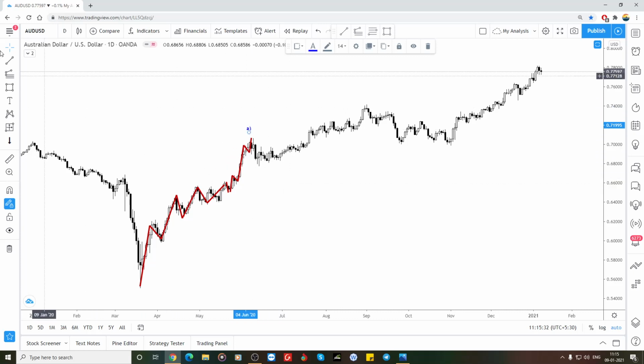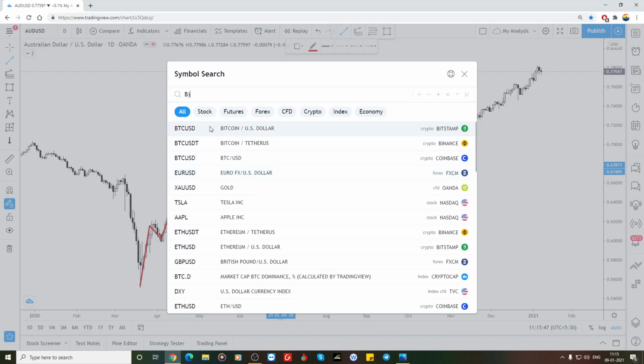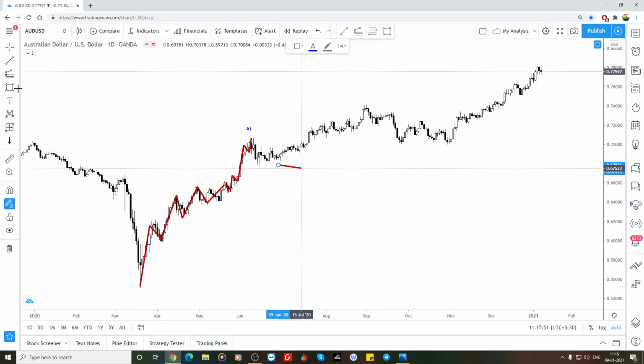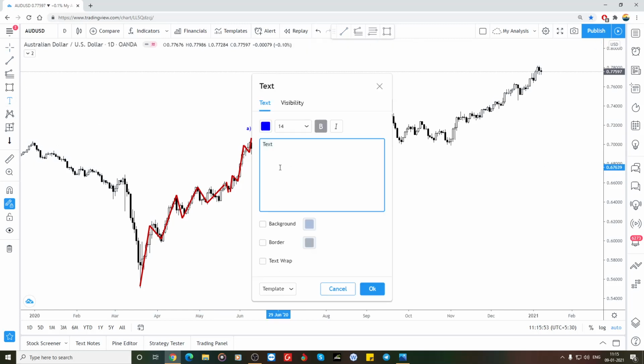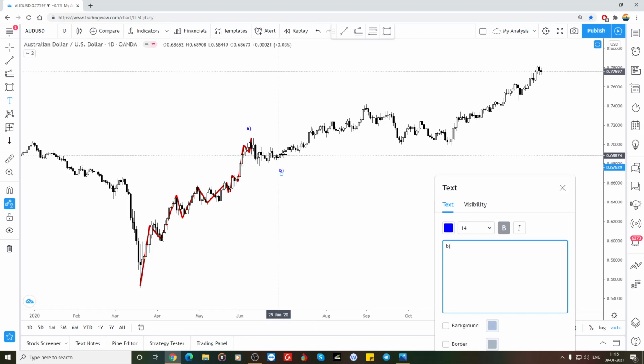After that, I took this as a triangle. So here is the B. One second. Yeah, here is the B and C.